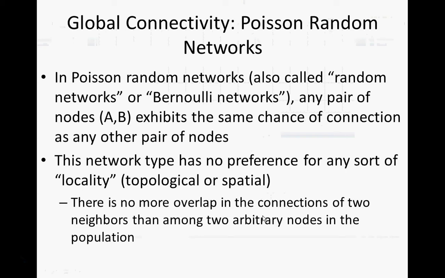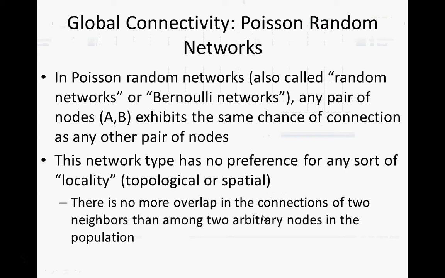We've been talking about two forms of local connectivity: connectivity that's local in one space and local in two space. Here what we're talking about is a type of global connectivity. In this sort of connectivity, any pair of nodes A and B exhibits the same chance of connection as any other pair of nodes. So there's no locality, there's no preferential attachment based on location in space or anything like that. Each pair of nodes has a certain chance of being connected.